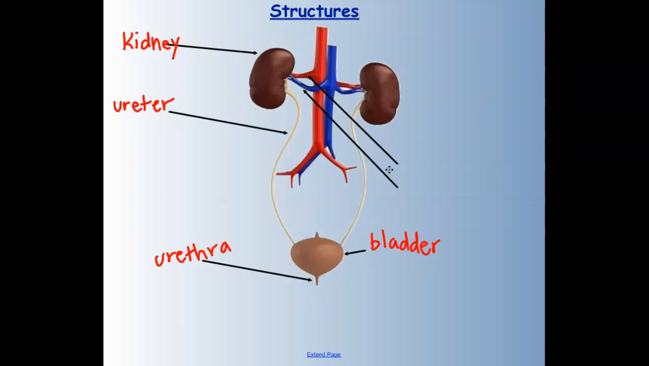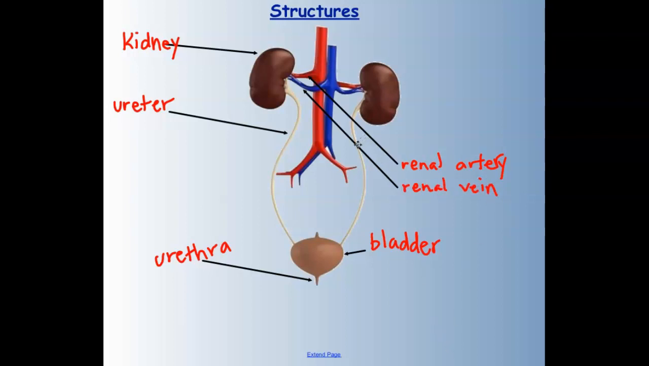And then these two are blood vessels. The red one is pointing to the renal artery. The renal artery would be bringing blood to the kidneys that would be full of nitrogenous wastes, but would be oxygenated. And then the renal vein, which is the blue one, would be taking blood back to the heart, but it would be clean blood.